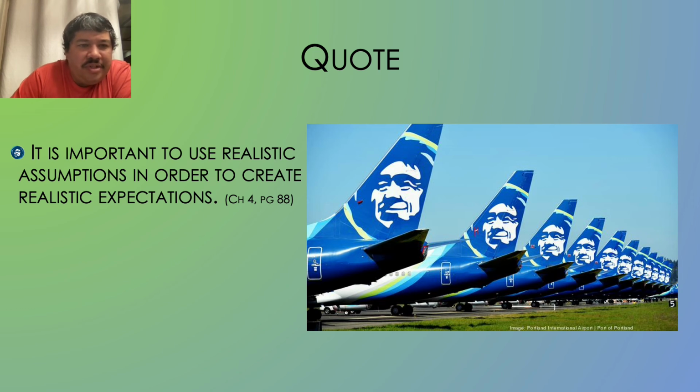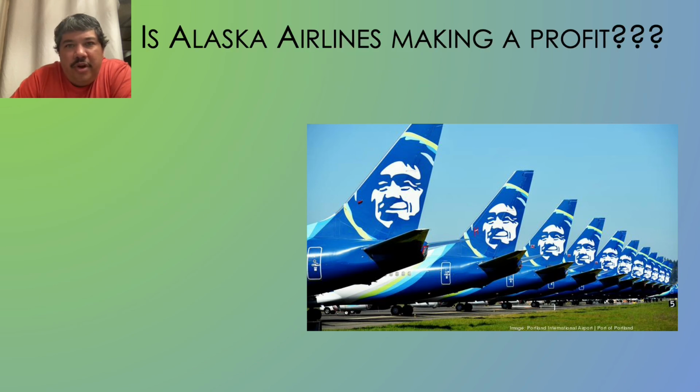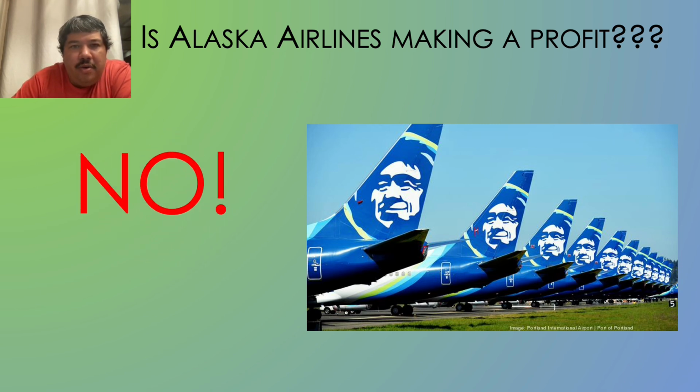So a quote from chapter 4 of our reading: "It is important to use realistic assumptions in order to create realistic expectations." That was found in chapter 4, page 88. And I feel like Form 10-K definitely utilizes that quote. So after reviewing Form 10-K, is Alaska Airlines making a profit? That would be no, not at this time, and it's due to COVID.